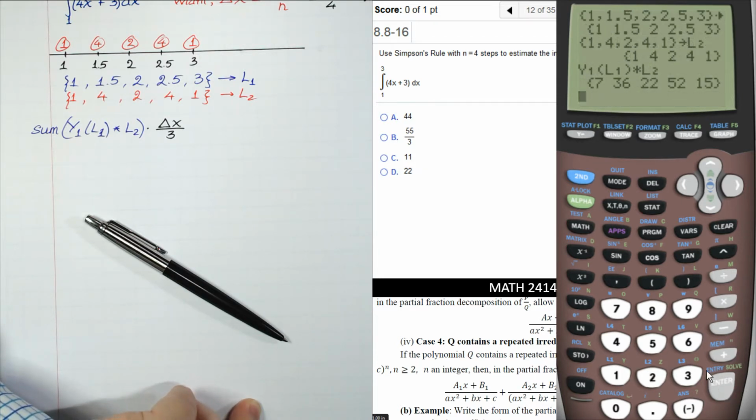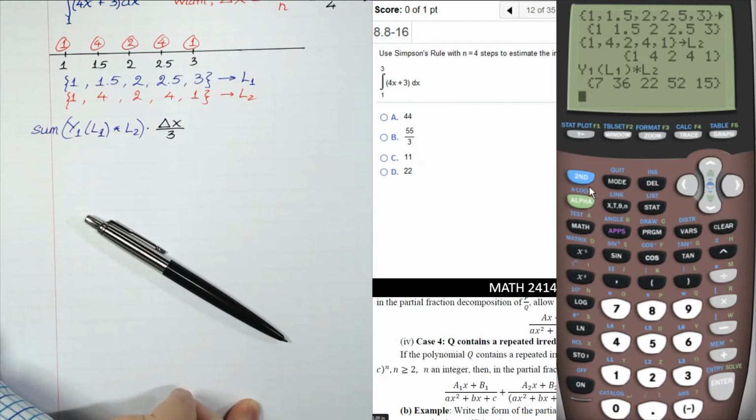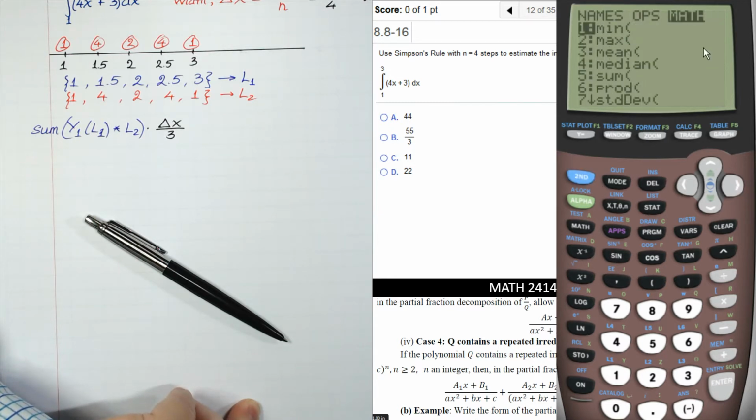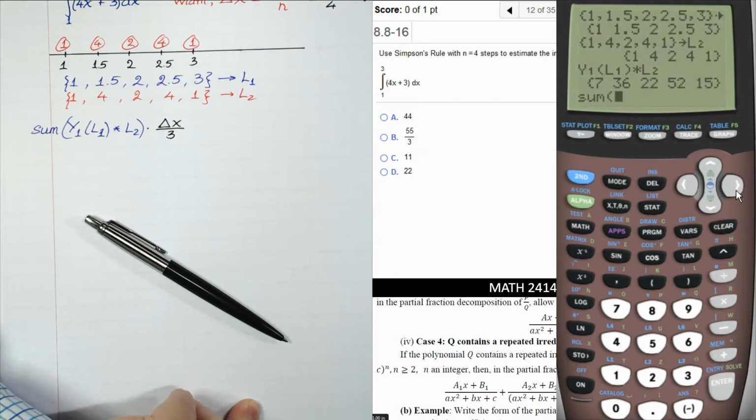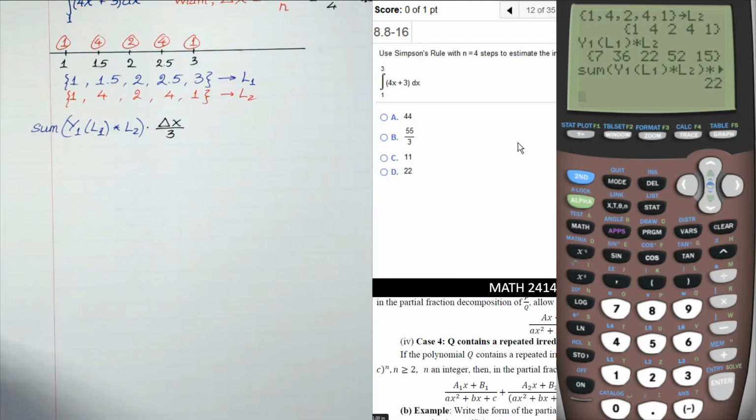So that's much better. And now we add all of this up. Can't even do that by hand. Sorry. Second stat, go to math, option number 5, summation, copy and paste, times 0.5 divided by 3. Right, 22. Oh, much better.